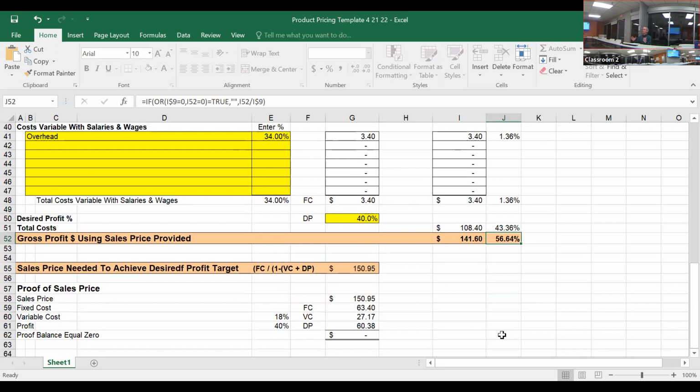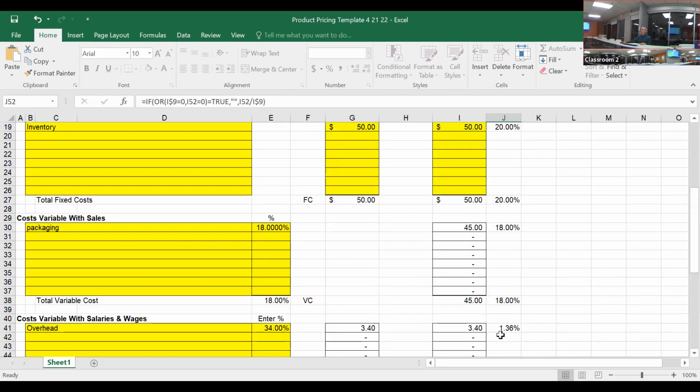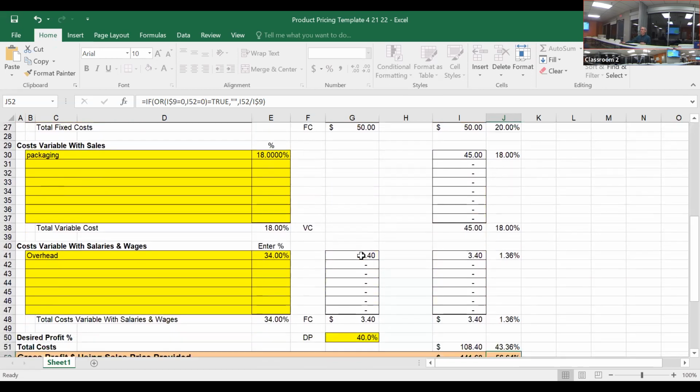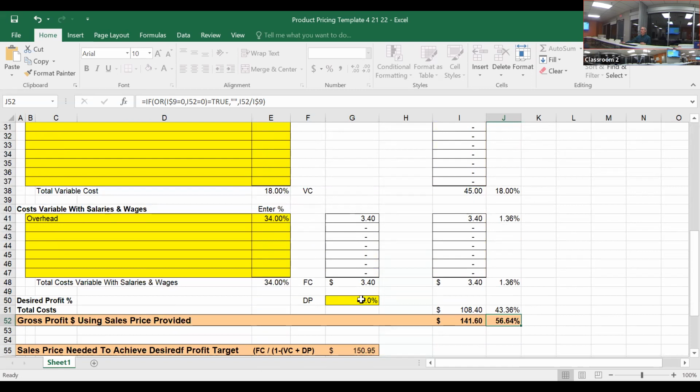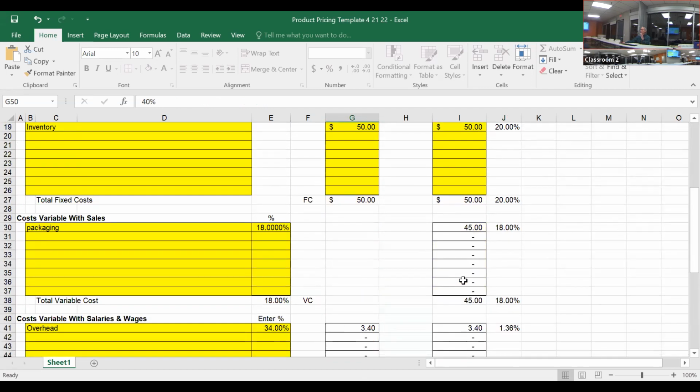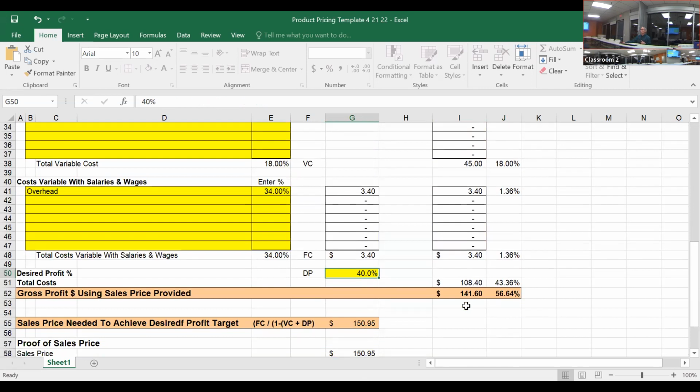You can look at it two different ways. You can look at it from the point of view of figuring out what your costs are, and then looking at what gross margin you want to have. Like we did in this particular example, we said our desired profit was going to be 40%, so that's what we entered here, and that gave us a number of $150.95. Or you can start with a price, and it will calculate out based upon your costs what kind of gross margin that's going to give you. Okay, any questions on that?